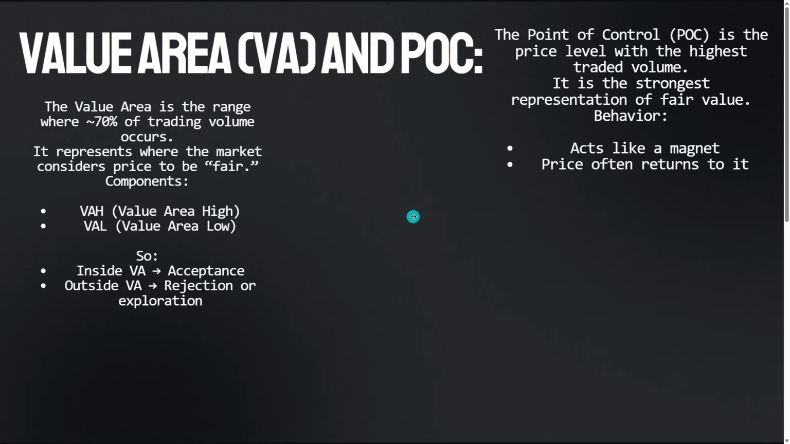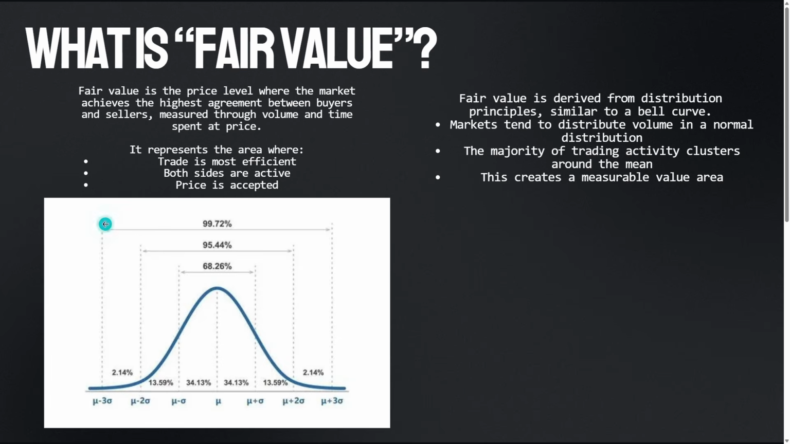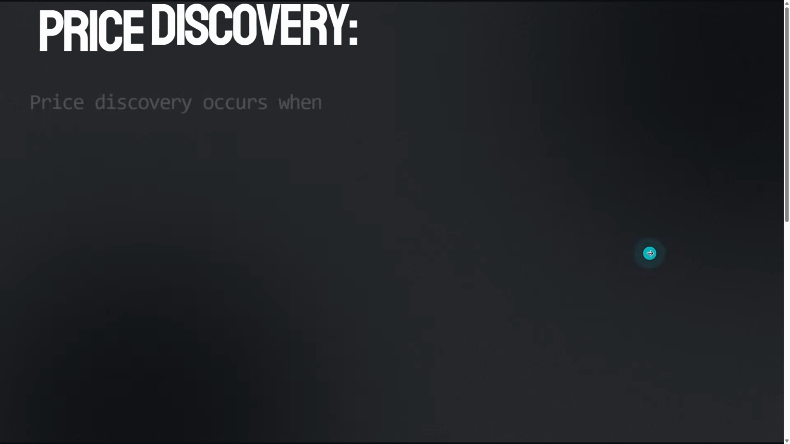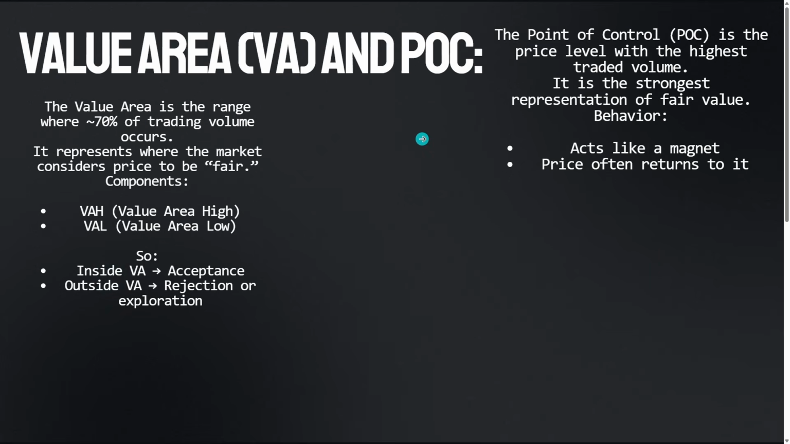Now, the value area and point of control. If I go back a couple of slides, on fair value, when I said your value area, your standard deviations, the value area is where around 70% of trading volume occurs. 70, 68, but 70 is the most common statistic used in volume profiles and whatnot. Overall, it's very similar. It's that first standard deviation of your distribution, or Gaussian distribution, or your bell curve. So it represents where the market considers price to be fair. And in a very perfect distribution, it would look something like this.